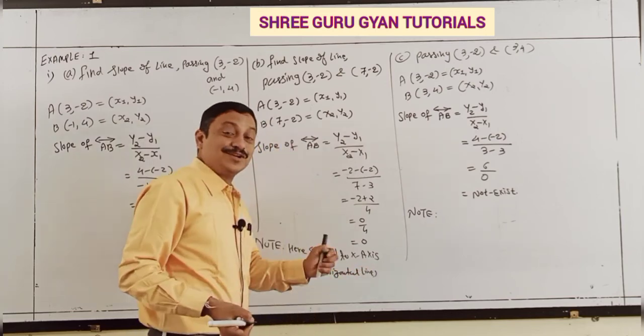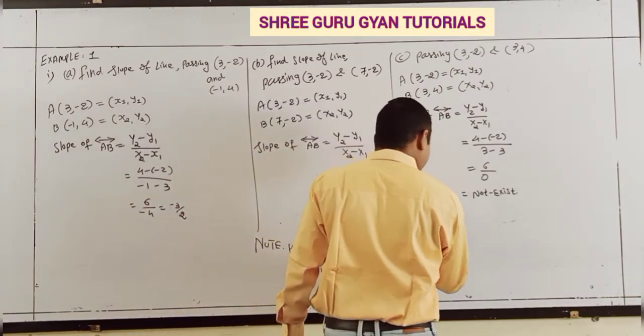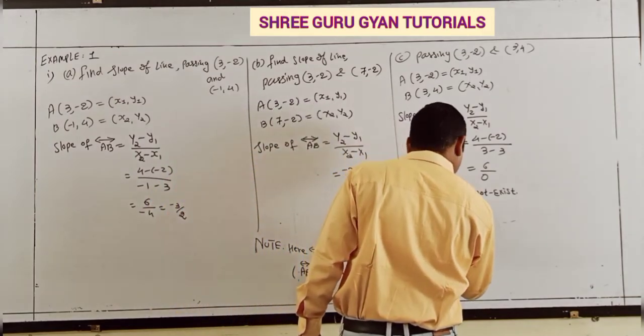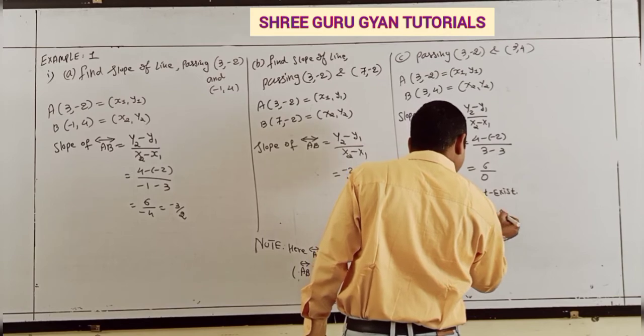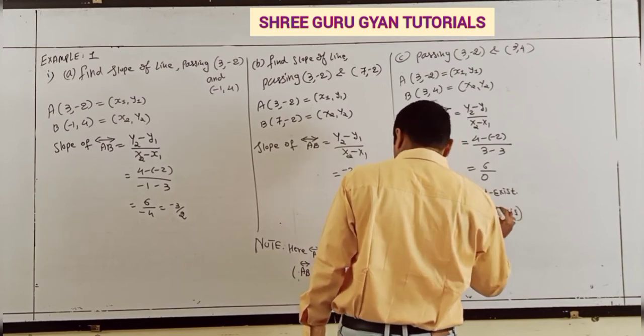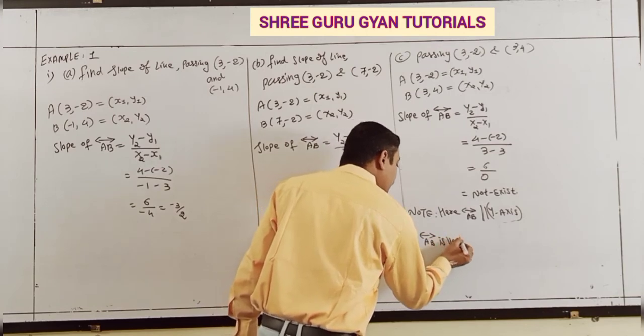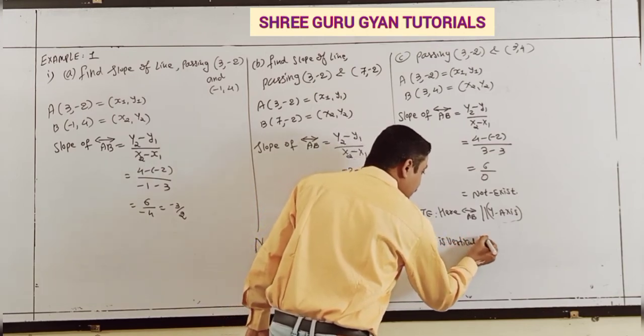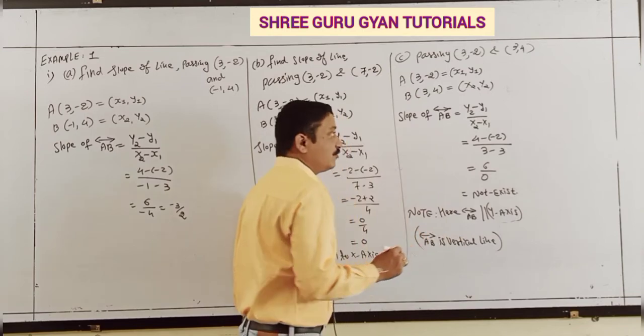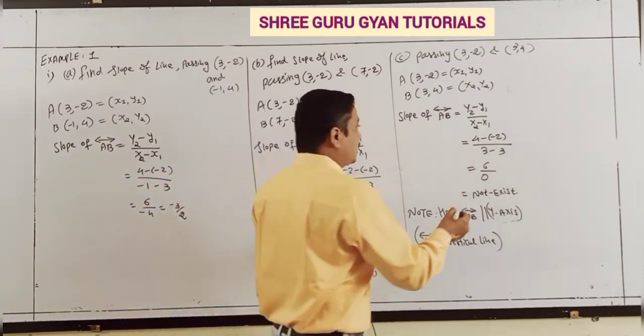Here AB is parallel to the y-axis. Either you can say AB is a vertical line. That is your next kind of equation. Now continue with that also, D.